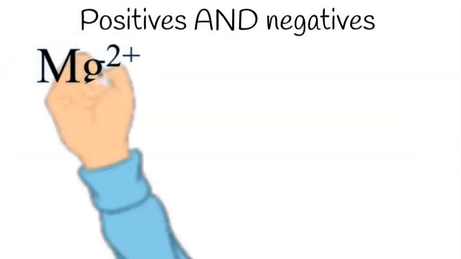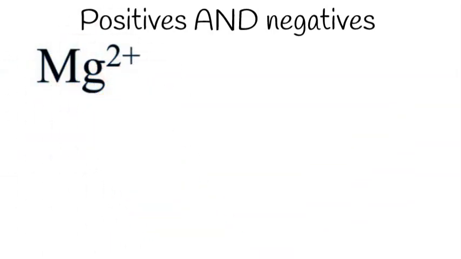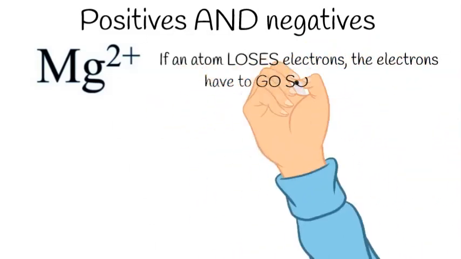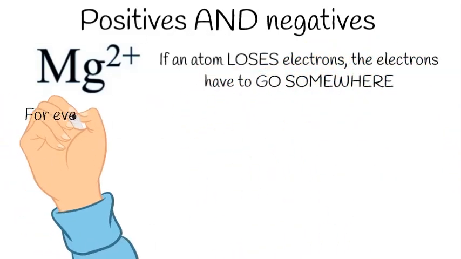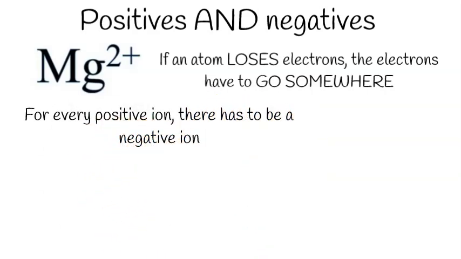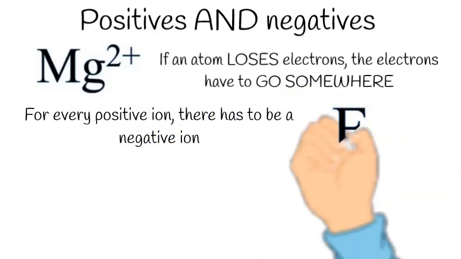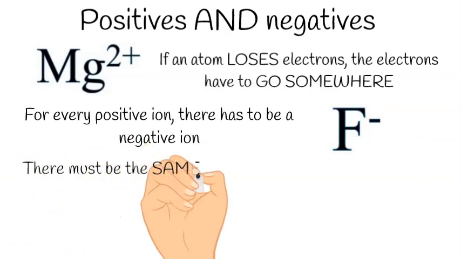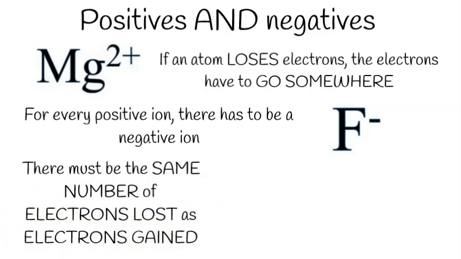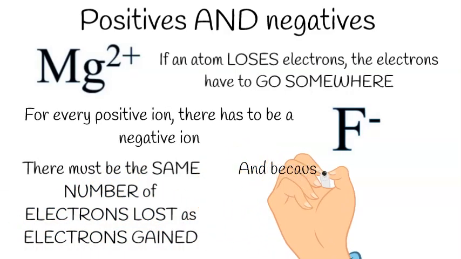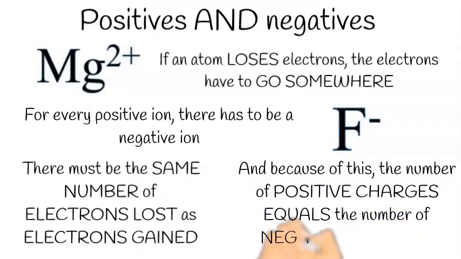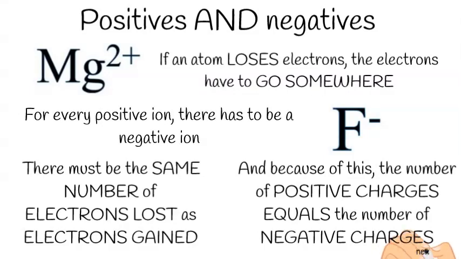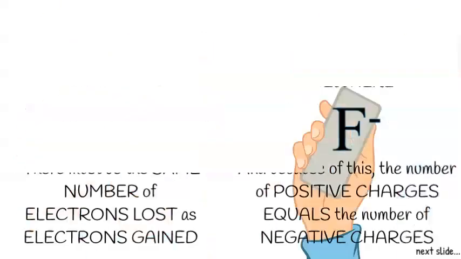Let's look at Mg2+ again. If an atom forms a positive ion by losing electrons, the electrons have to go somewhere. It's not magic. For every positive ion, there has to be a negative ion, somewhere for the electrons to go. For example, F-. Here are 2 big general ideas. There must be the same number of electrons lost as electrons gained. And because of this, there must be the same number of positive and negative charges. This doesn't look like it's the case with Mg2+ and F-. So let's take a further look at this on the next slide.